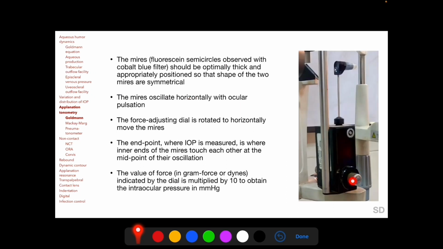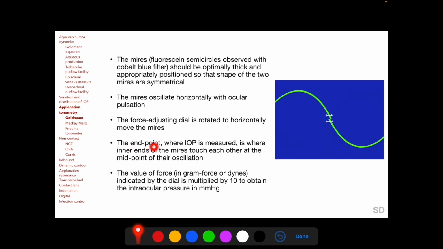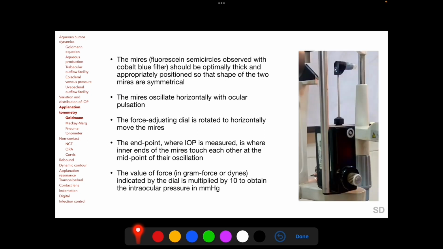Then the force adjusting dial is rotated to horizontally move the mires. The endpoint of adjustment where the IOP is measured is where the inner ends of the mires touch each other at the midpoint of their oscillations. So in this diagram we see that the inner ends of the two mires represented in green touch each other, and the white arrows denote their horizontal oscillation with ocular pulsation, and the value of force indicated by the dial in gram force is multiplied by 10 to obtain the intraocular pressure directly in millimeters of mercury.